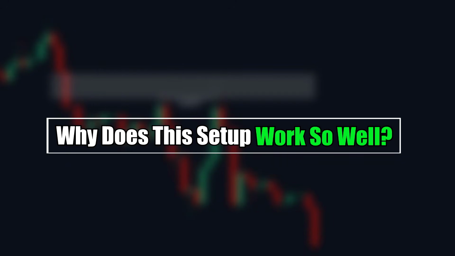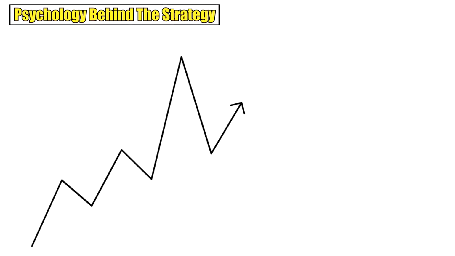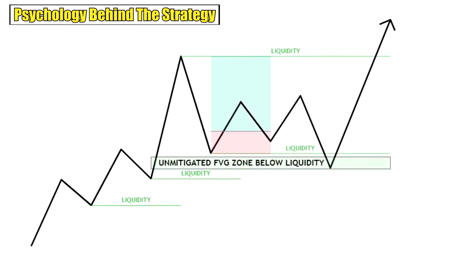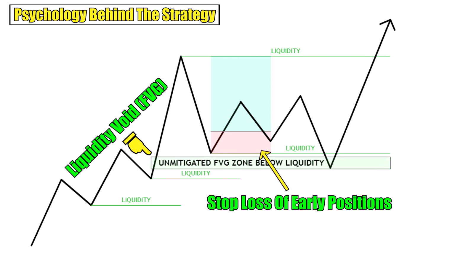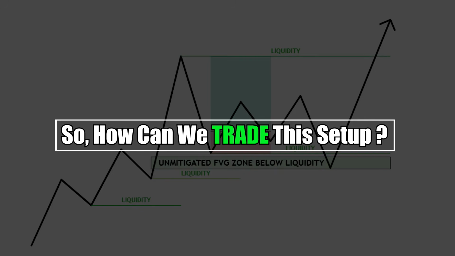Why does this setup work so well? It's not just about chart patterns. The strength of the setup lies in the market psychology behind it. When the market takes out liquidity and simultaneously mitigates a fair value gap, it clears out two major obstacles: the liquidity void represented by the fair value gap, and the stop-loss orders of early position traders caught on the wrong side. So how can we trade this setup?